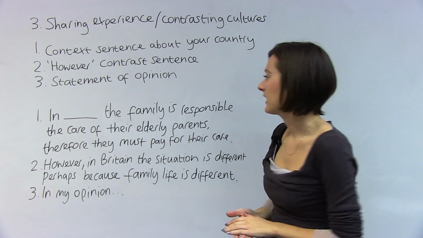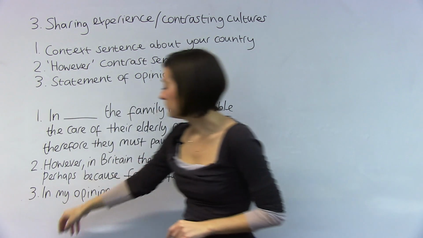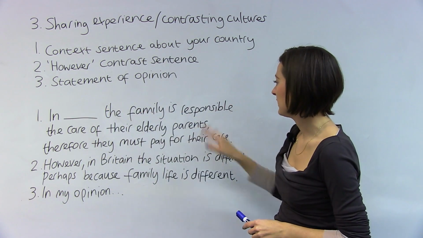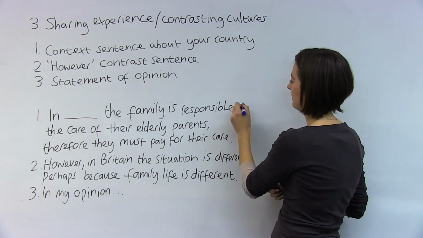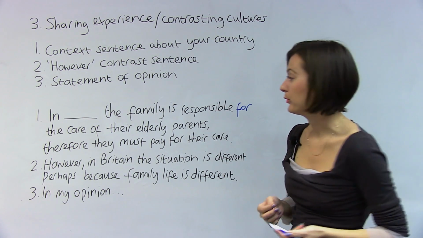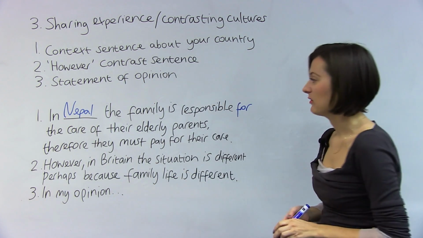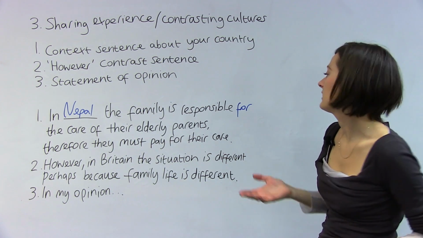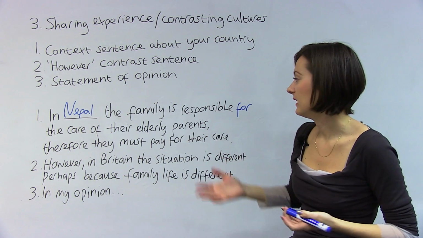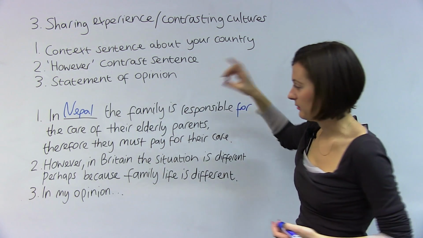So let's look at those sentences. For the context sentence about your country, I'm just going to put a country here. In the family is responsible for, I missed out a word, for the care of their elderly parents. Well, I spent some time in Nepal, and I can tell you that there, the family is responsible. They have a very different system. The way they live is very different. So, in fact, I don't have to be from Nepal to say that. It's not like I'm talking about my country. It doesn't have to be your country to use this kind of structure.